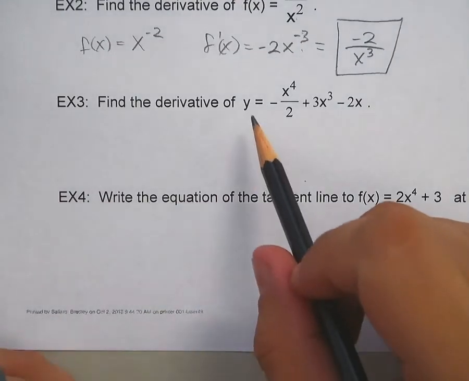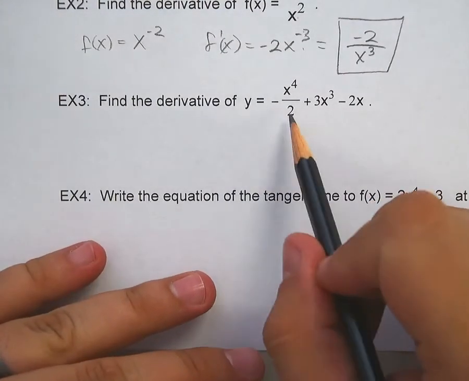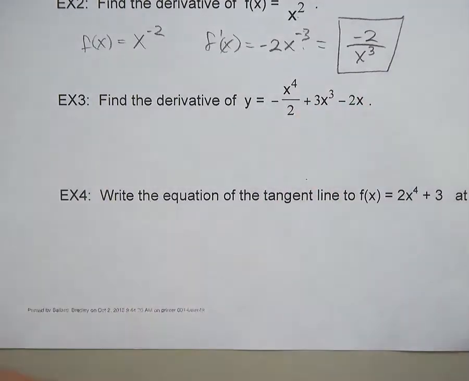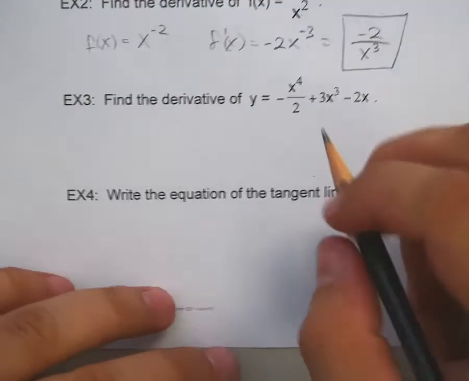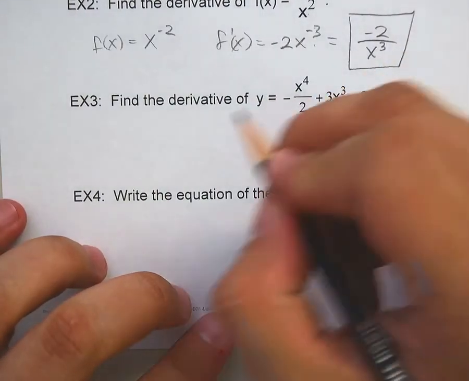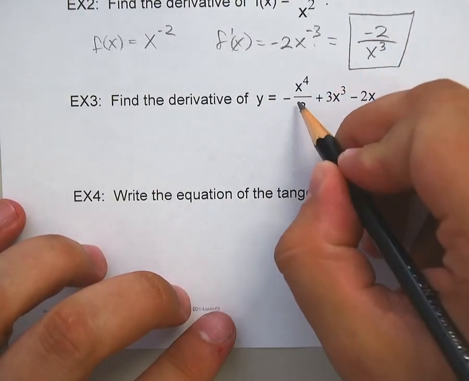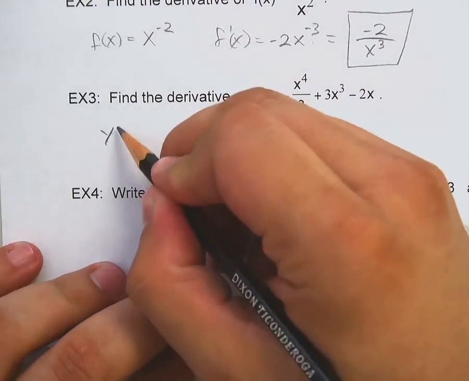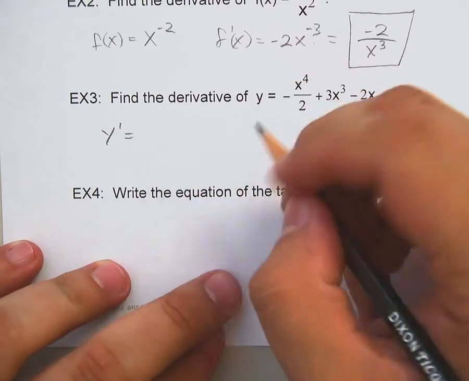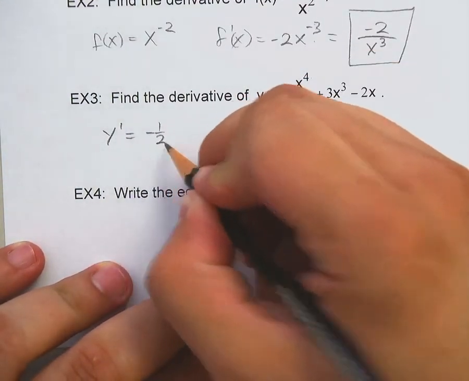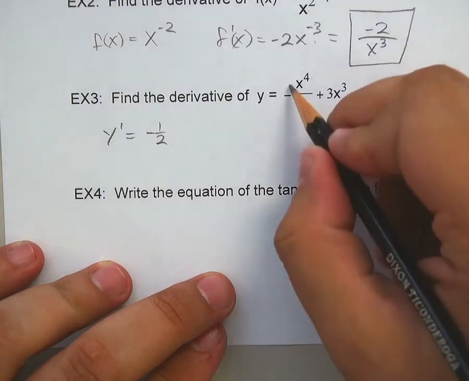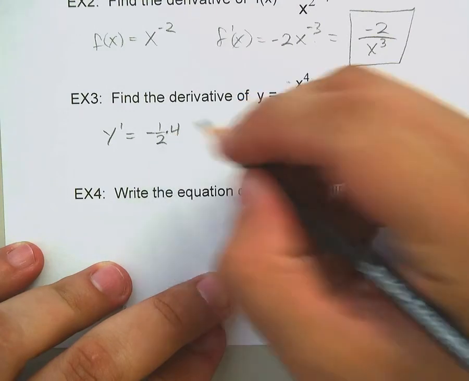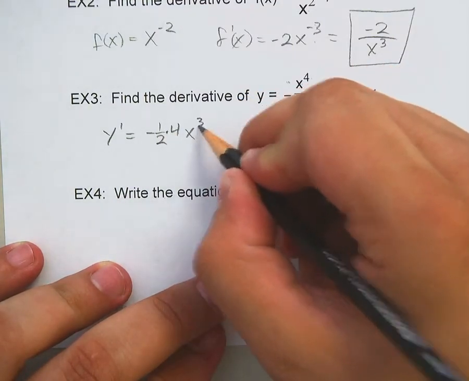Down here, y is equal to negative x to the 4th over 2 plus 3x to the 3rd minus 2x, and so on. Let's actually set this thing up as a derivative here. First, I would recommend writing this as negative 1 half times x to the 4th. Let's see what happens. Y prime is equal to, I have my negative 1 half from here. Drop your 4 down. So times 4, x to the 3rd, take 1 away.